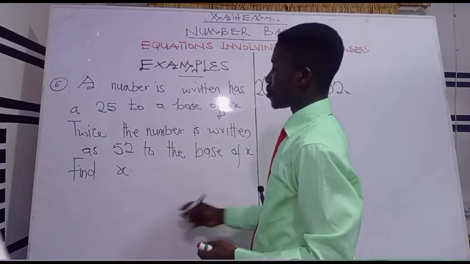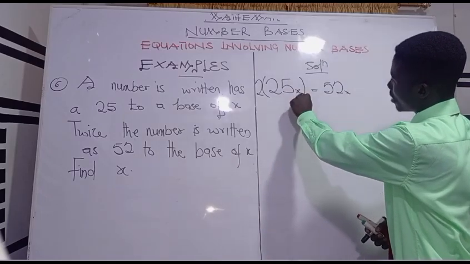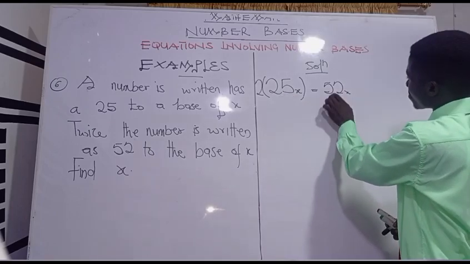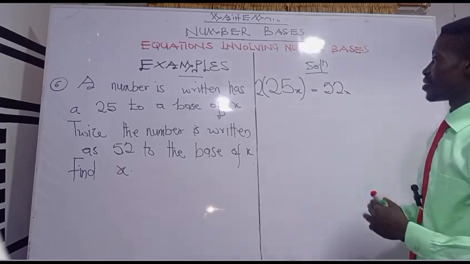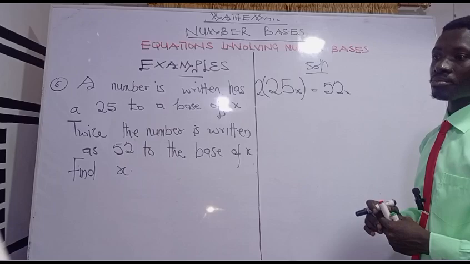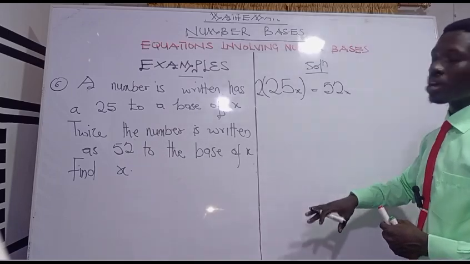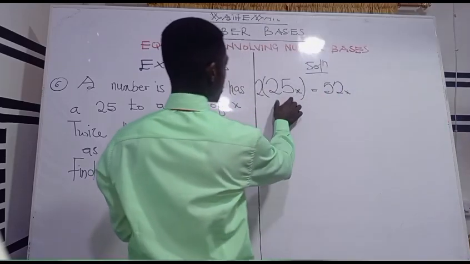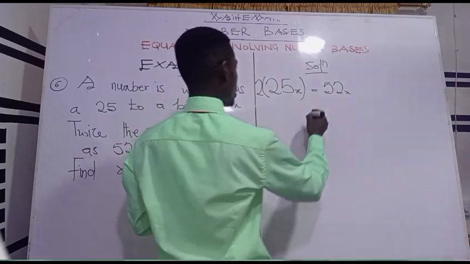We have to find what? X. A number is written as 25 to the base of x. Twice this number is written as 52 to the base of x. We have to find what? X. You realize that this is similar to the earlier question that we solved. So we are first going to convert this to base 10, this to base 10, and then find the value of x.